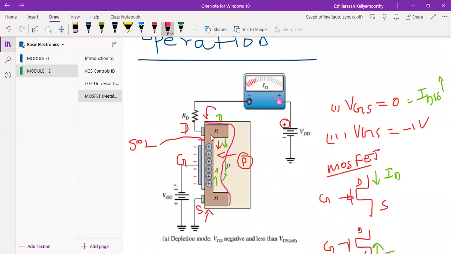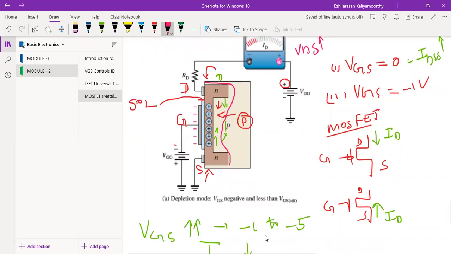Why does the drain get more depleted? Because VDS is fixed, and this is large. If you are doing it this way, then what will happen? The current flow decreases due to this effect. It is called depletion mode MOSFET.